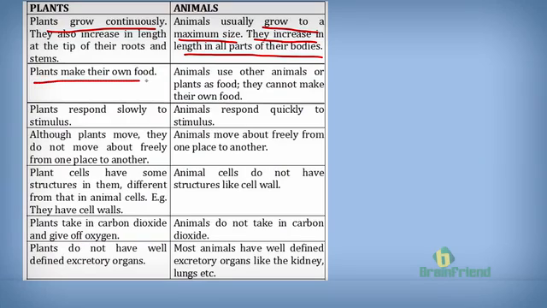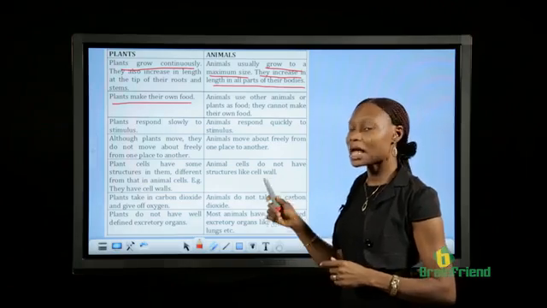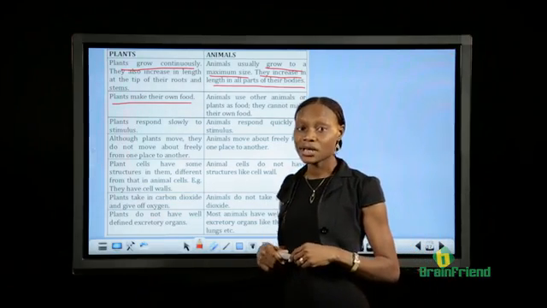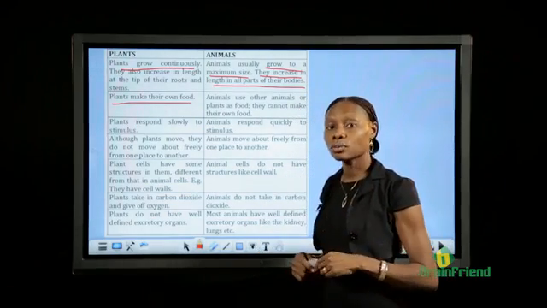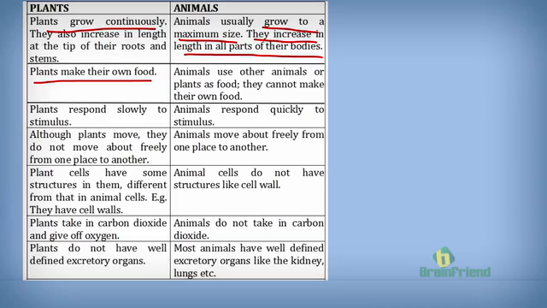Secondly, plants make their own food. And this happens in the process we call photosynthesis. Animals, on the other hand, use other animals as food, or they use plants as food. Some other animals use both plants and animals as food.